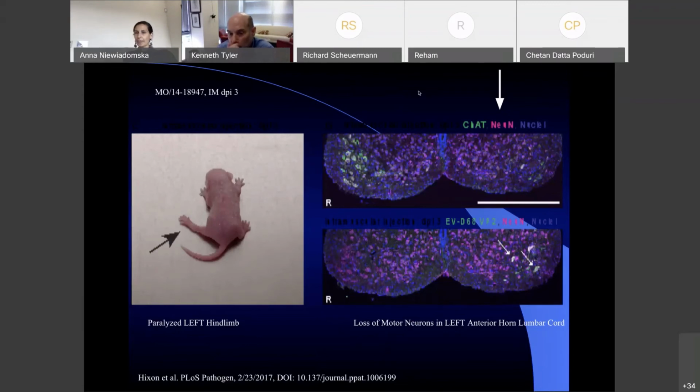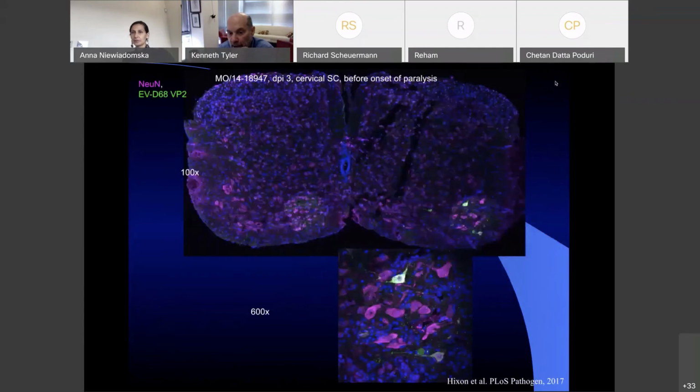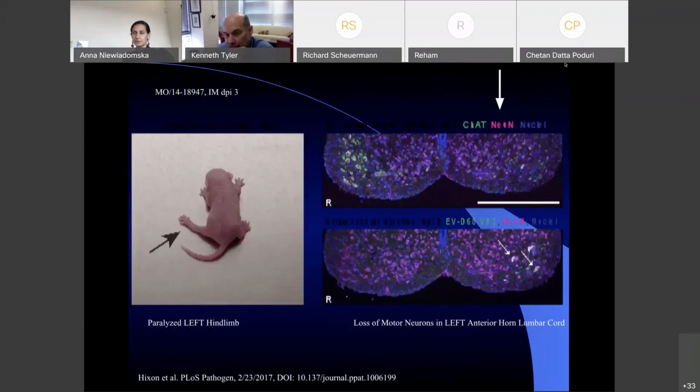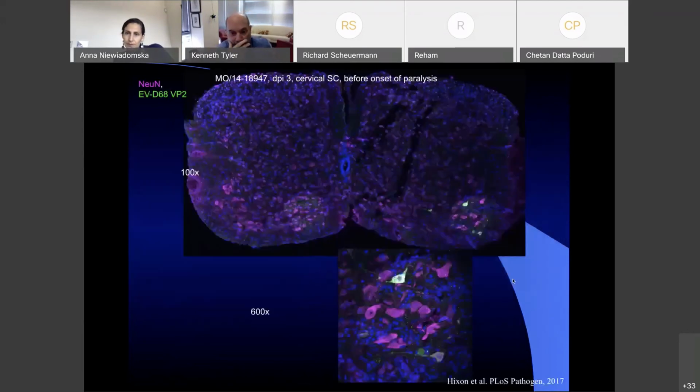And if you look closely in the surviving motor neurons and you stain for Enterovirus D-68 antigen with an antibody against the VP2 protein, you can see those surviving motor neurons contain viral antigen. Next slide, it shows it a little better, I think, Anna. That bright green cell there is stained positive for Enterovirus D-68 and is right in the anterior horn of the spinal cord. Next slide.